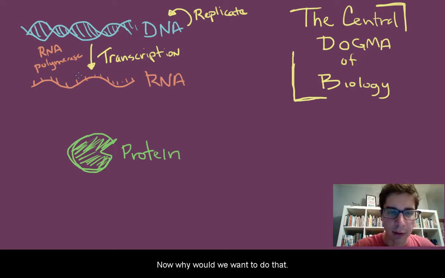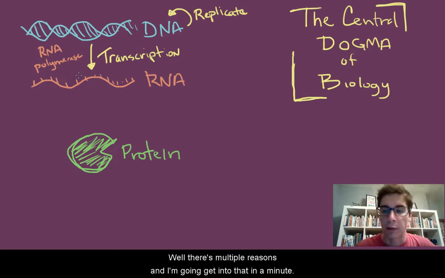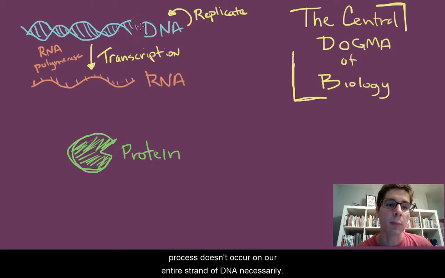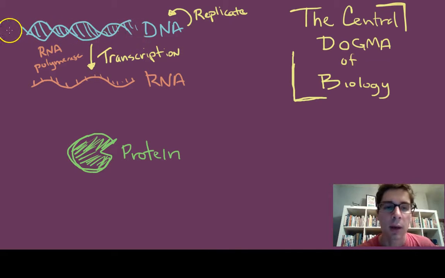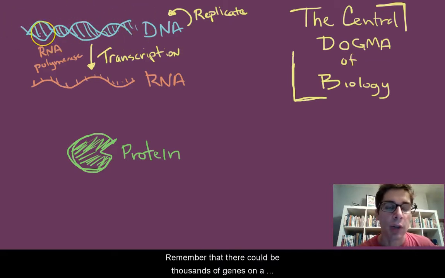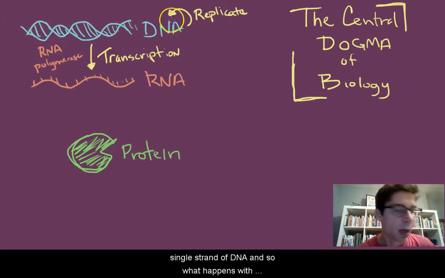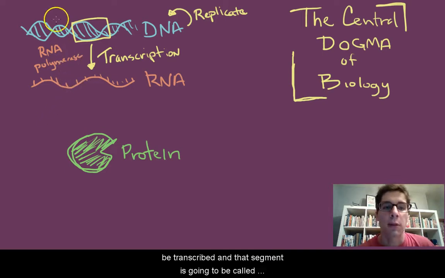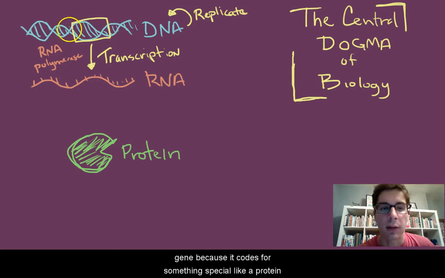Now, why would we want to do that? Well, there's multiple reasons, and I'm going to get into that in a minute. But what I did want to bring your attention to is that this process doesn't occur on our entire strand of DNA necessarily. Remember that there could be thousands of genes on a single strand of DNA. And so what happens with transcription is actually that just one segment of it might be transcribed. And that segment is going to be called a gene because it codes for something special like a protein.